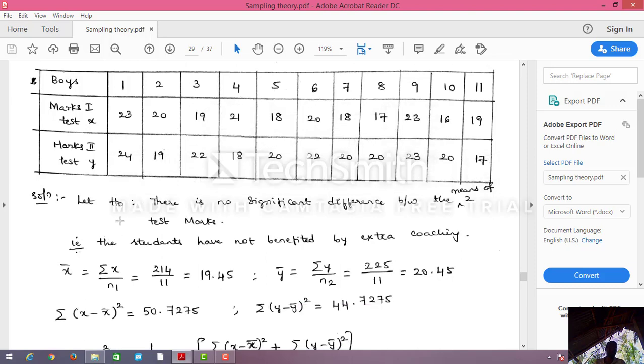Right. Here I am taking as hypothesis that there is no significant difference between the means of the two test marks. That is the hypothesis I am defining, and that is what we'll call the null hypothesis.